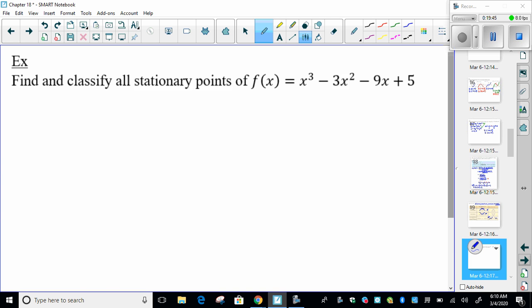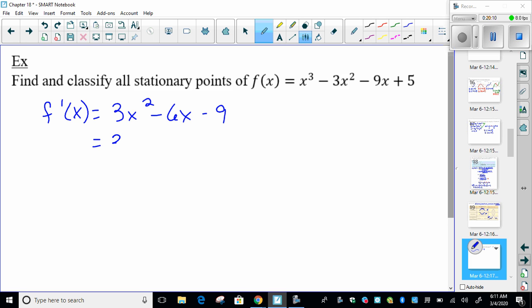If I want to find all stationary points, I need to figure out where my derivative equals 0. And then once I figure that out, I'll be able to tell if it's a local min, a local max, or a horizontal inflection. So the derivative is 3x squared minus 6x minus 9.